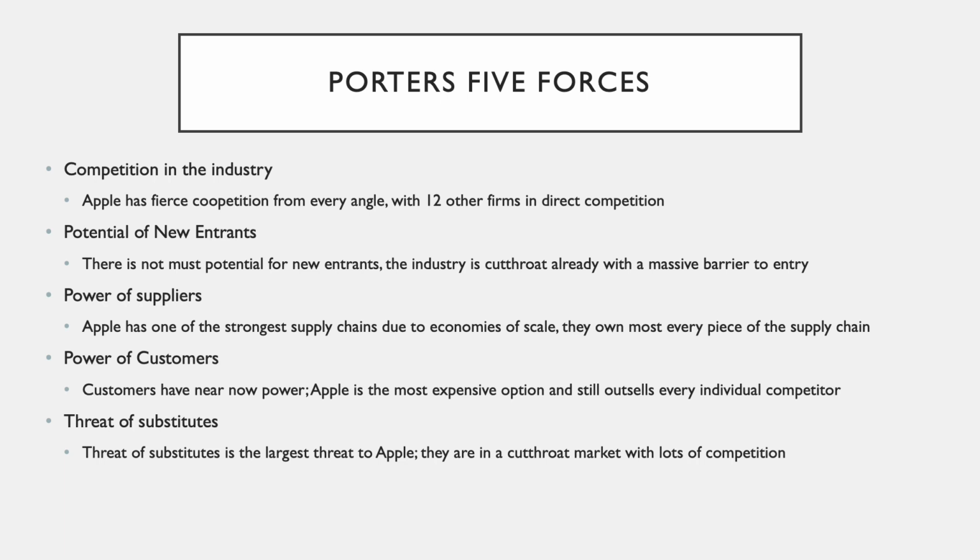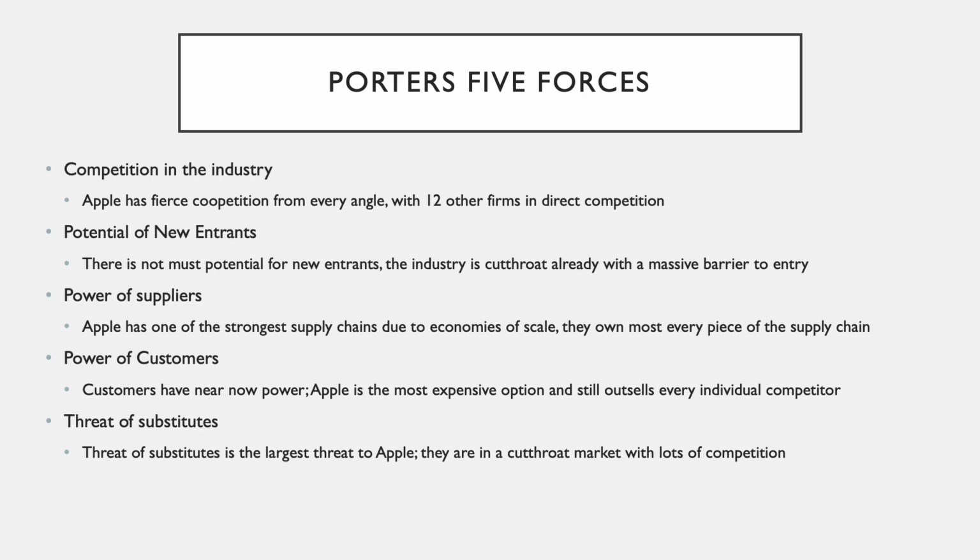Power of suppliers: Apple has one of the strongest supply chains due to economies of scale. They own almost every piece of the supply chain, which helps keep their costs low and their profits high. Power of customers: customers simply have no power with Apple. Apple, being the largest firm in the world, kind of can do what they want, and they're the most expensive option, and they still outsell every individual competitor.